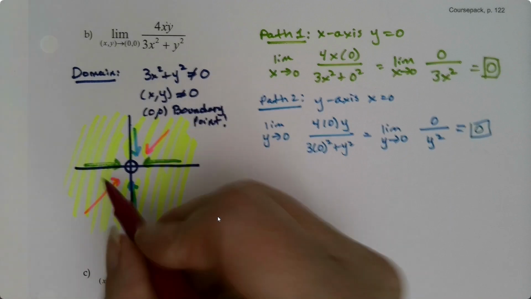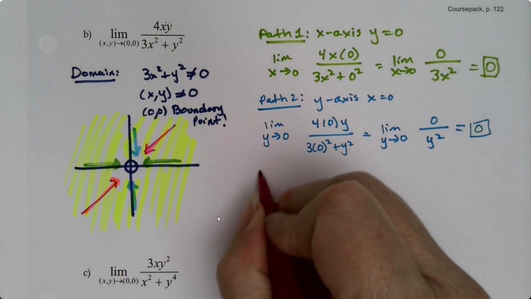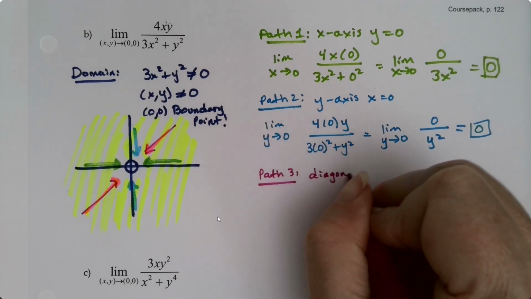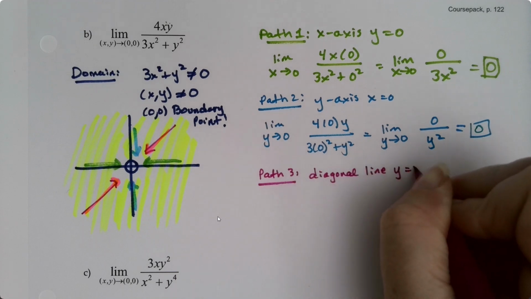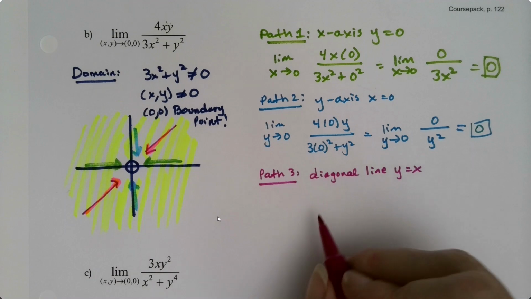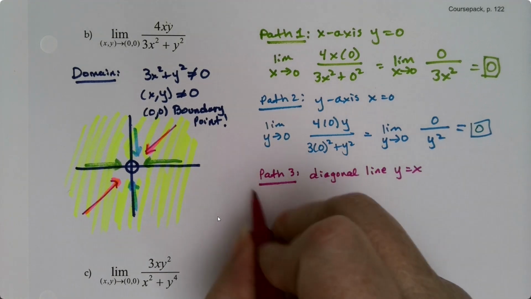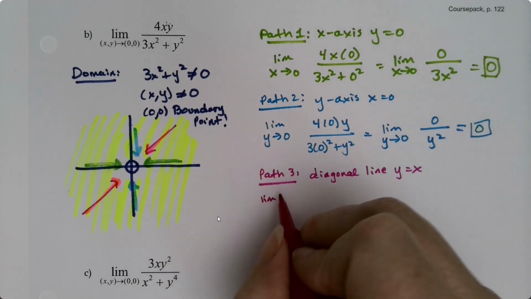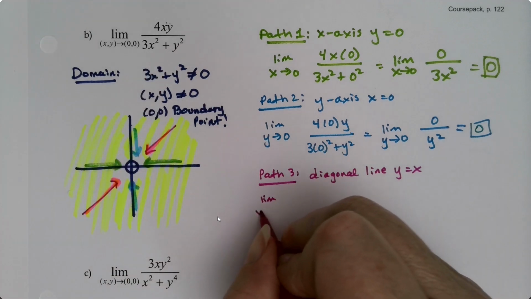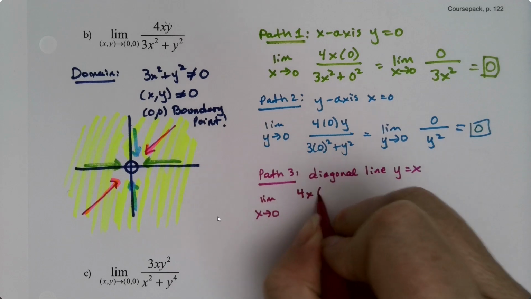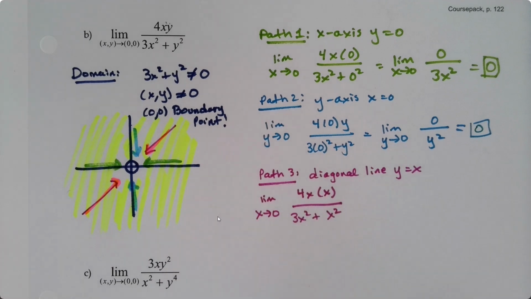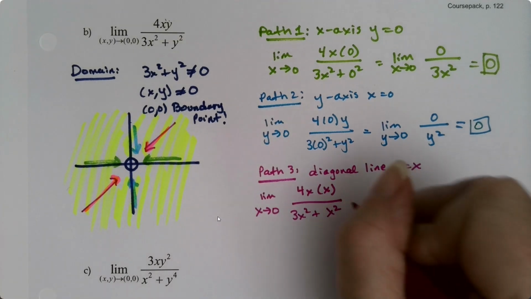All right, so path 3: diagonal line, y equals x. It's not the only way we could go, but it's going to be nice and easy because the algebra will be simple. You also want to look ahead a little bit and think about what's going to happen here. If I let y be x, then once I substitute, there won't be any more y's. It'll be the limit as x goes to 0 of 4x times x over 3x squared plus x squared. Or you could have reversed this and done x equals y. It doesn't really make any difference.